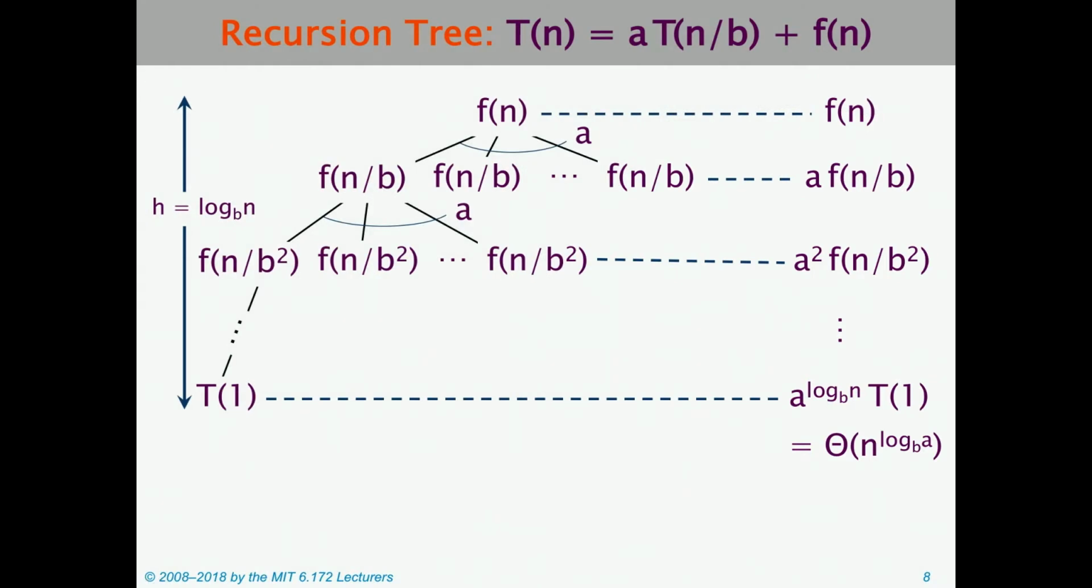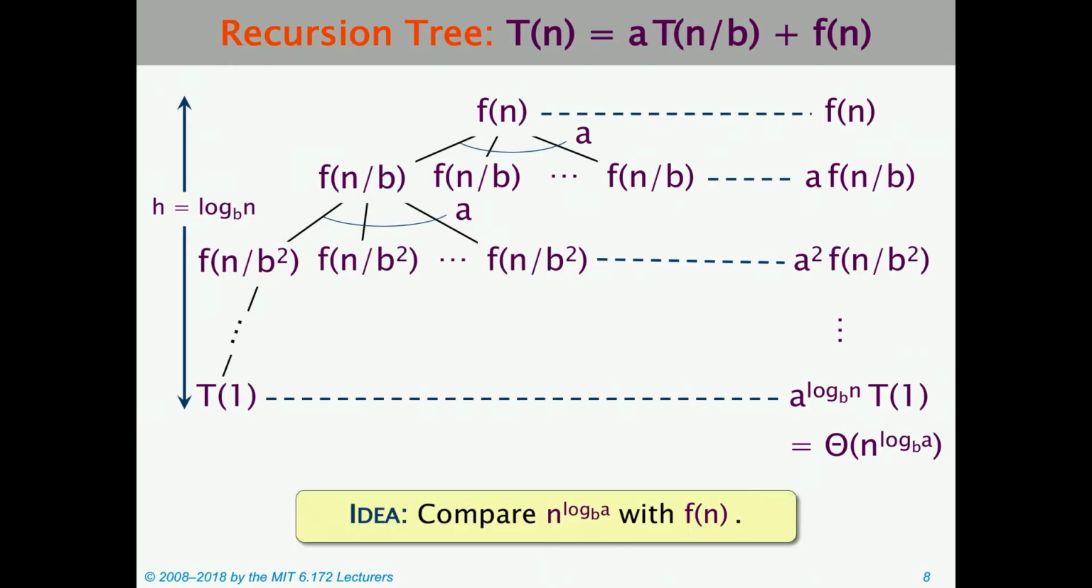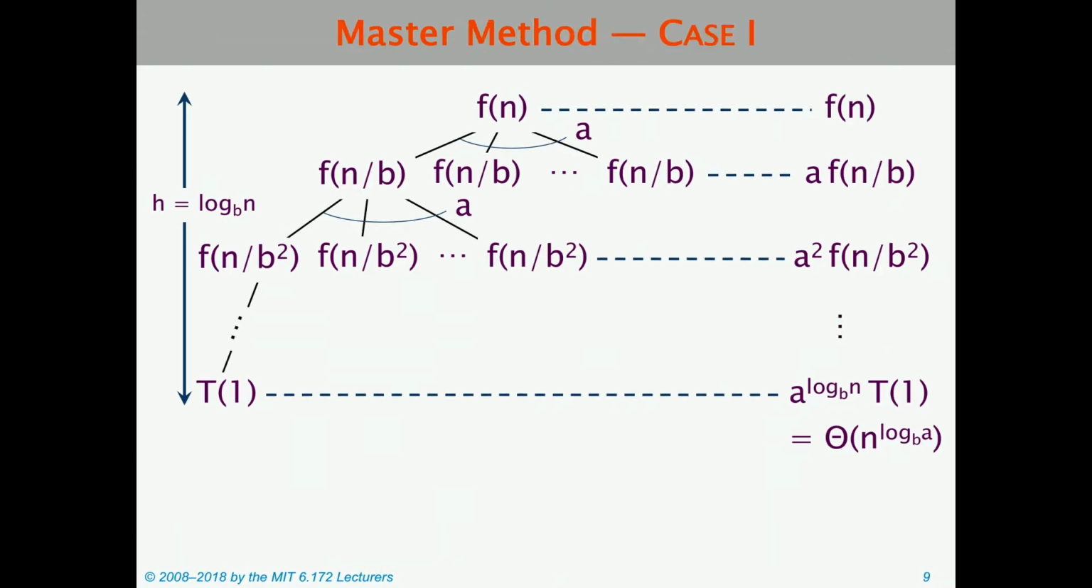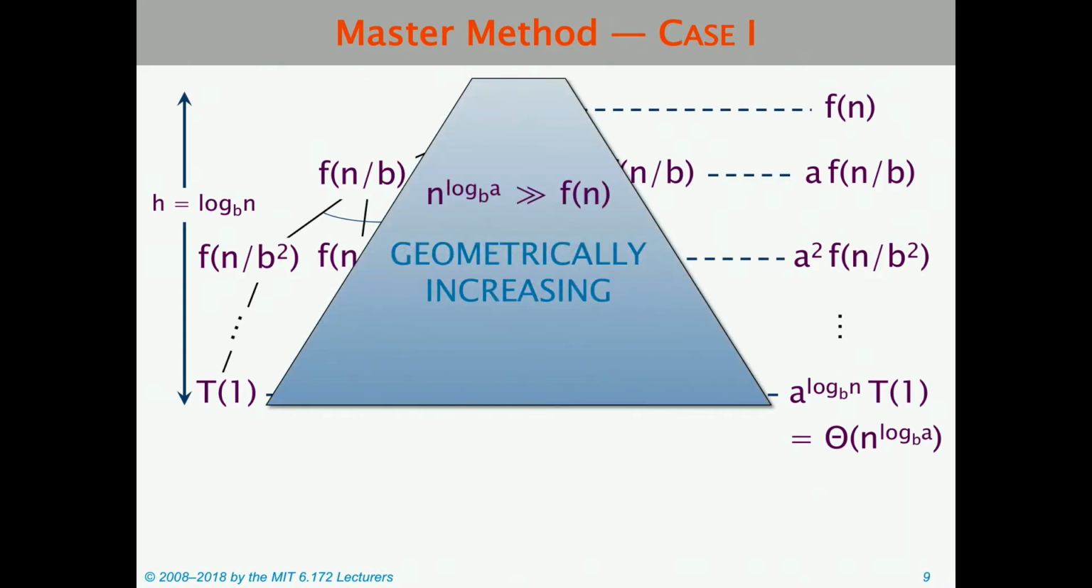Okay, and it turns out there's a trick. And the trick is to compare n to the log base b of a with f of n. And there are three cases that very commonly arise, and for the most part, that's what we're going to see, just these three cases. Okay, so case one is the case where n to the log base b of a is much bigger than f of n.